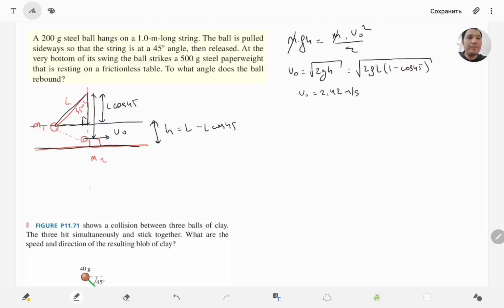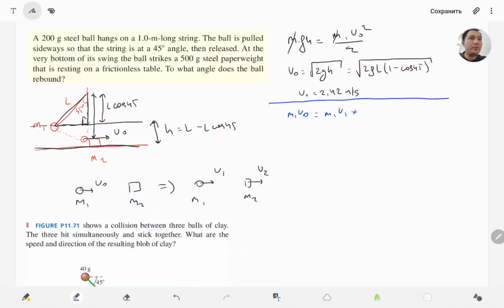So let's draw it again. Before collision, this was moving with velocity V0, mass M1. The second one was stationary. After collision, we will assume both will go to the right, with V1 and V2. We will assume that, then we'll see what we get. So conservation of momentum: before collision, we have only M1 V0. After collision, M1 V1 plus M2 V2, because we are assuming that both will go to the right. This is conservation of momentum. Let's call it the first equation.